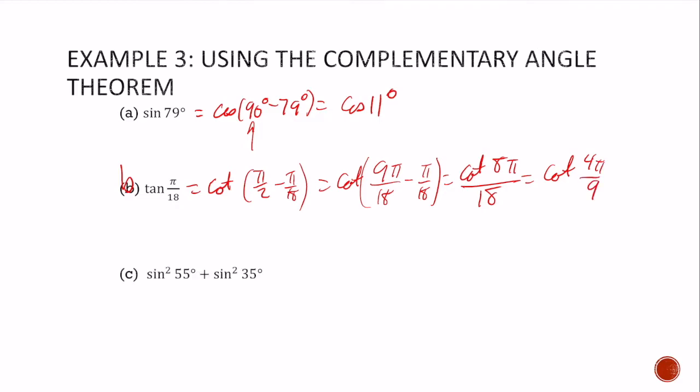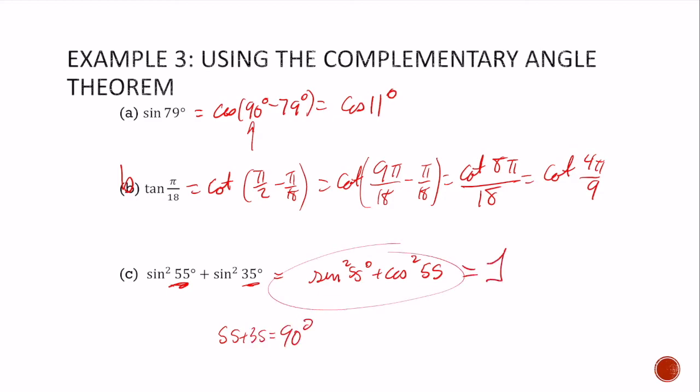Last but not least, problem C: if I have sine squared of 55 degrees plus sine squared of 35 degrees, that's the same as sine squared of 55 degrees plus cosine squared of 55 degrees, because 55 and 35 add up to 90 degrees. Well, this is one of our identities. This is just going to equal 1.